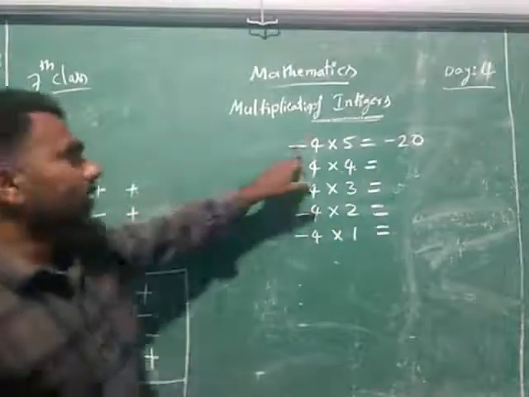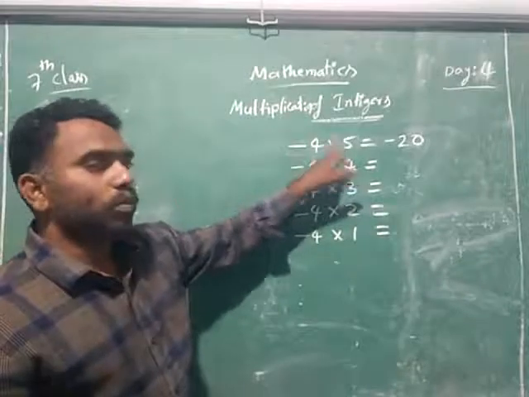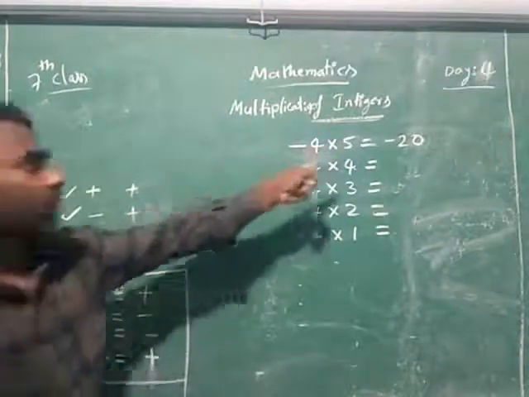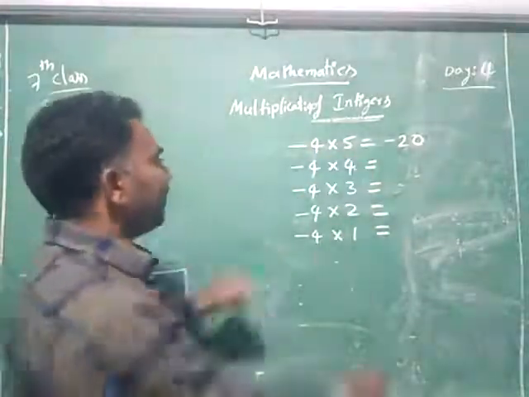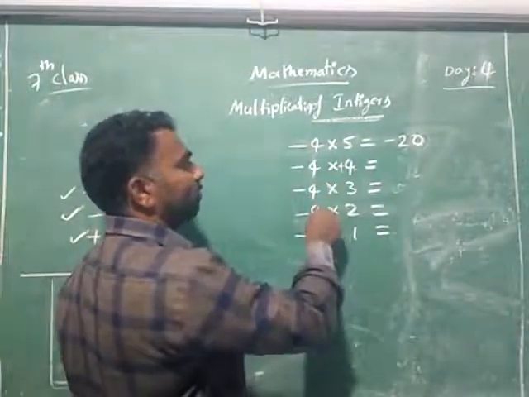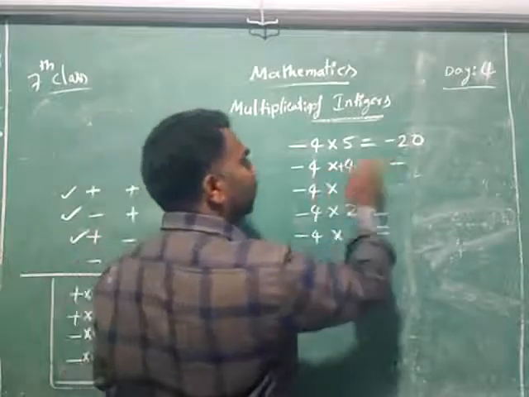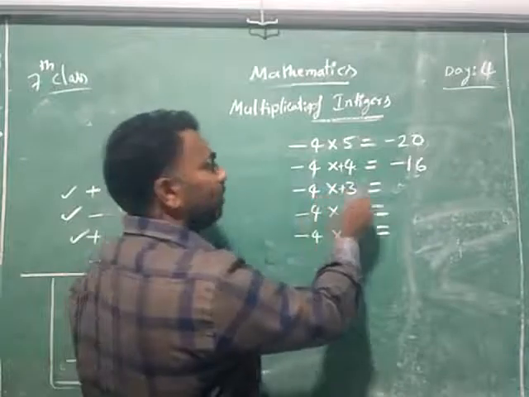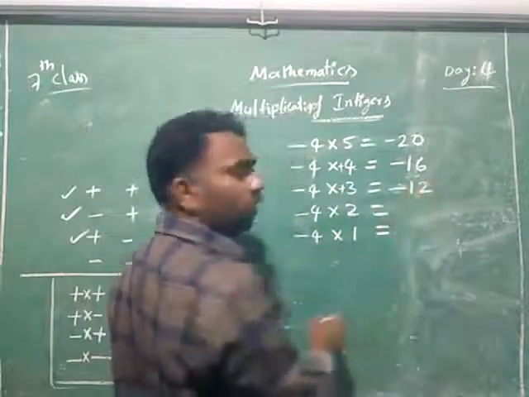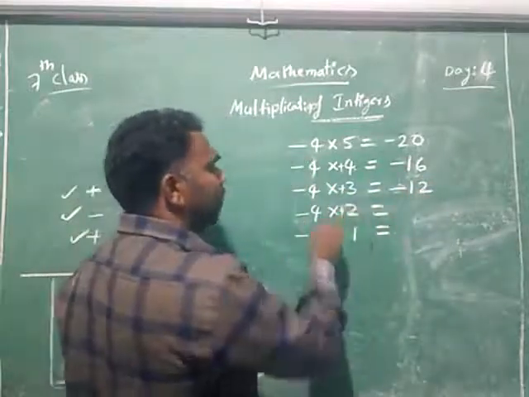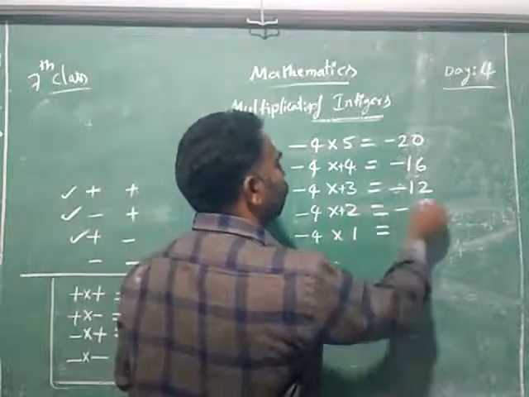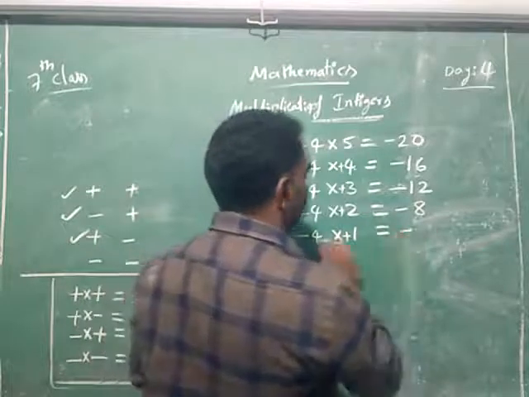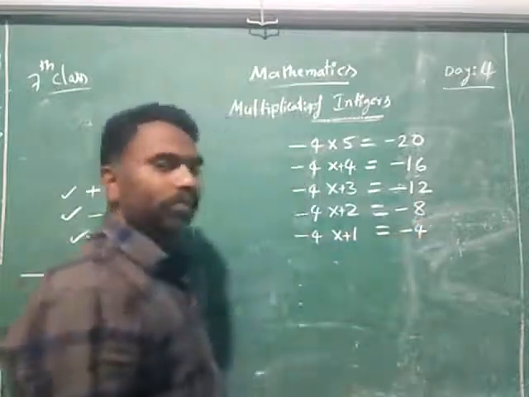See here, negative and positive means minus into plus. Minus into plus will be minus, 4 fives are 20. As it is, minus into plus, minus, 4 fours are 16. Minus into plus, minus, 4 threes are 12. Minus into plus, minus, 4 twos are 8. Minus into plus, minus, 4 ones are 4.